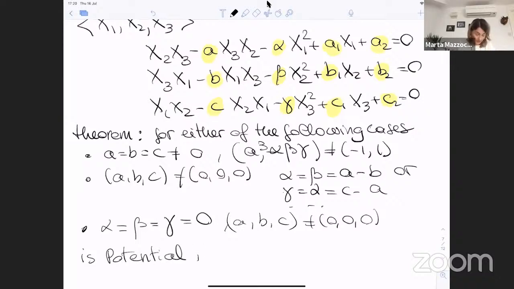So in all these three cases, in all this specialization, this algebra is potential with an explicit potential. It is Calabi-Yau. It has a convergent Poincaré-Hilbert series, and it is Koszul.